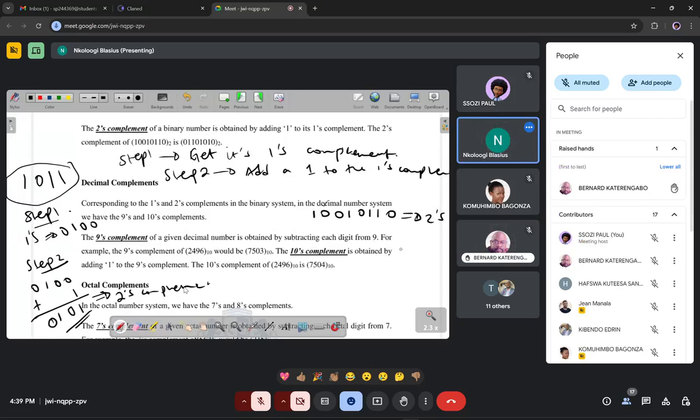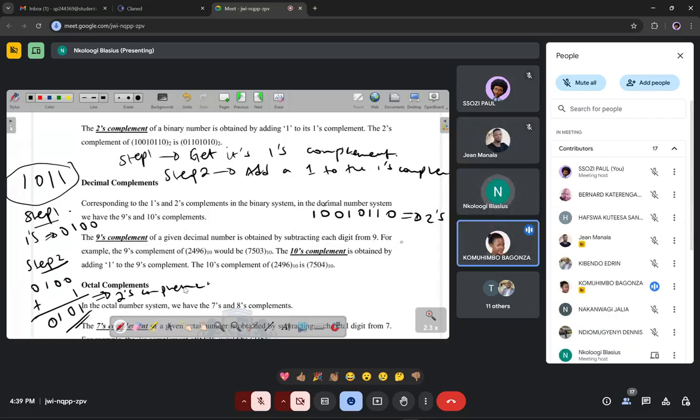Step 1, we have to first get its one's complement, and its one's complement would be 0, 1, 1, 0, 1. Wait a bit, let me count the digits. This, 0, 1, then another 0, 1.